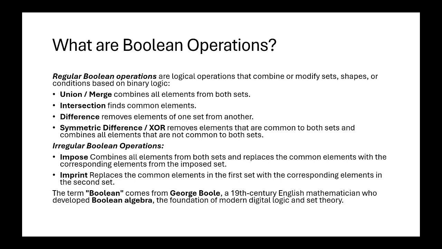There are two irregular Boolean operations that we have implemented in TopologicPy, and you'll see them later visually. That will explain them a little bit better. But basically, they're called impose and imprint. So impose combines all elements from both sets and replaces the common elements with the corresponding elements from the imposed set.